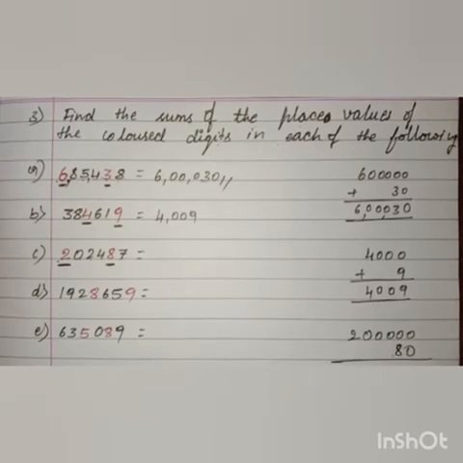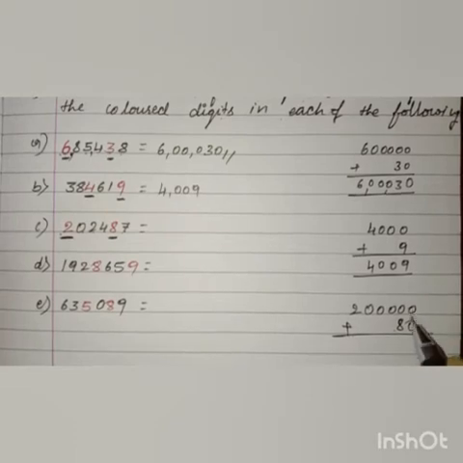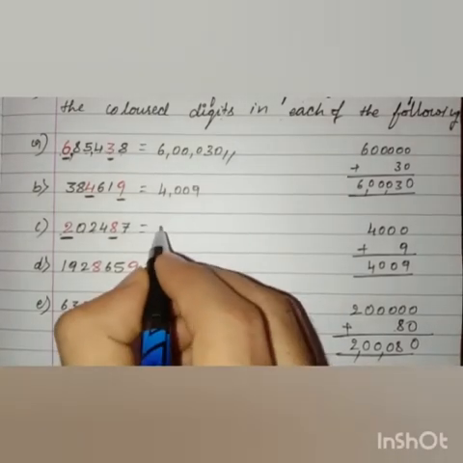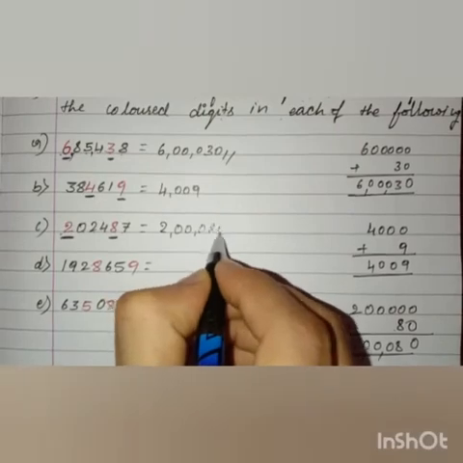Now let us add these two numbers. So 0 plus 0, 0, 0 plus 8 is 8. So 0 as it is, 0 as it is, 0 as it is, next 2 as it is. So what did you get as the sum of the place values? So 2 lakh 80. 2 lakh 80 we got.